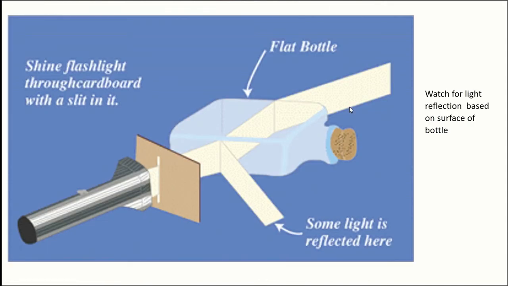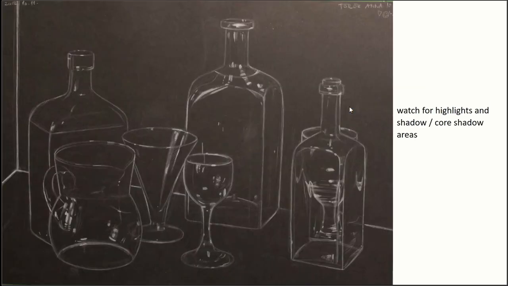And then you want to watch for light reflection based on the surface of the bottle, but also through the bottle and how it refracts off the other end. It kind of moves out on the other end. So you want to watch for that. You also want to watch for highlights and shadow and core shadow shapes as well.